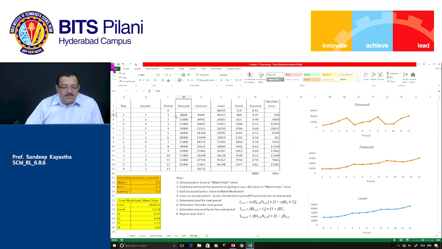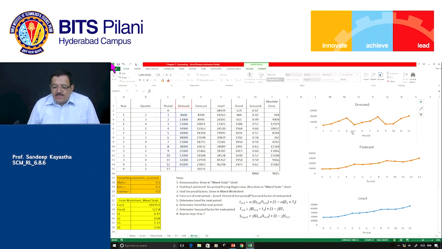First step is to plot the data. So we plot period versus demand and we get this data. Once we look at this data, it shows that the time series has got a level, it has got seasonality, and possibly it also has a trend. So in such a case, we will use the Winters model. To use the Winters model, we will compute the level, the trend, and seasonal factors. And as the demand becomes available, each period we will revise the level, the trend, and the seasonal factors.